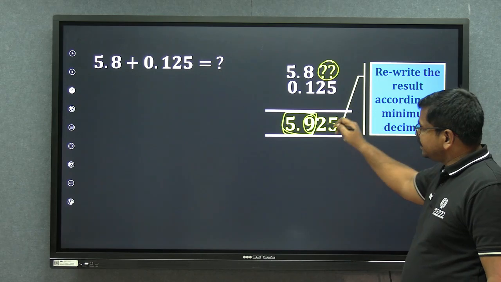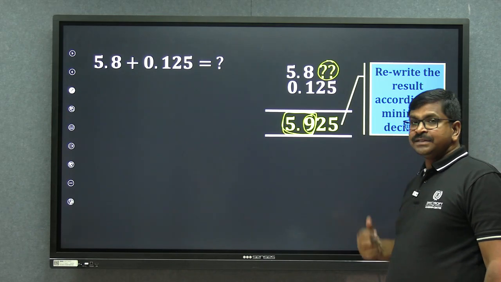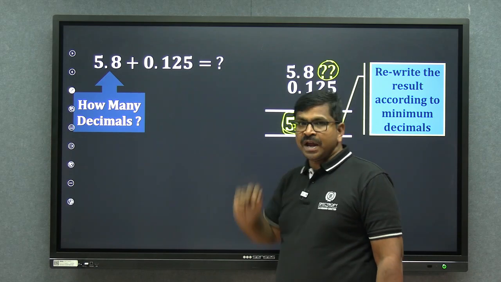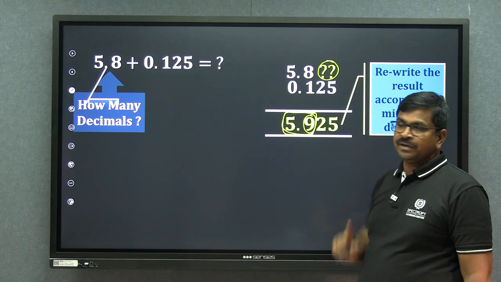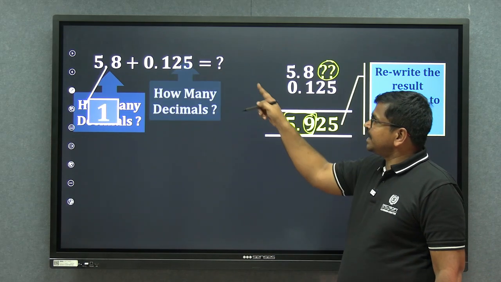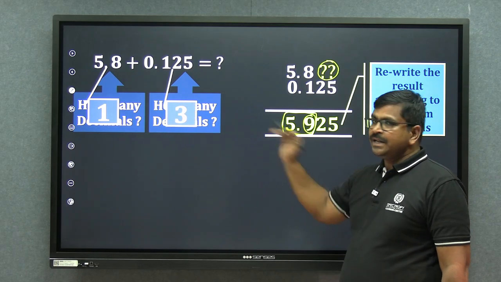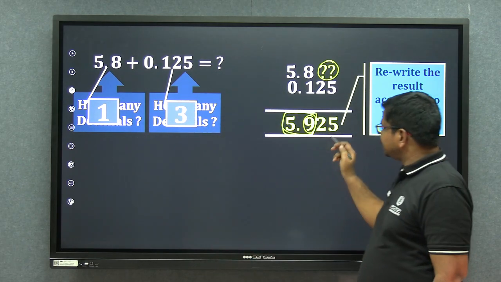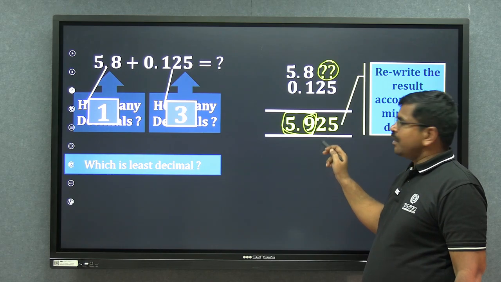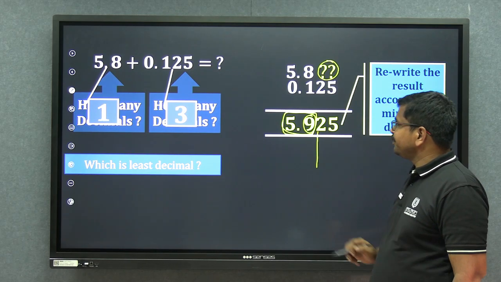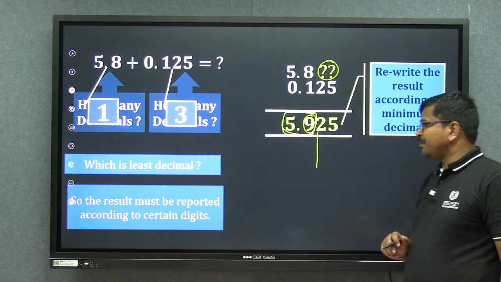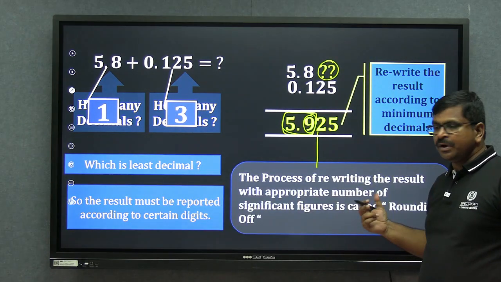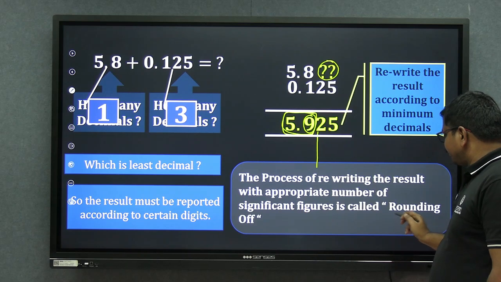We have to rewrite this result. Before rewriting this result, as this is the addition operation, how many decimals in the first addend? Only 1 decimal. And how many decimals in the second addend? Only 3 decimals. So which of them is least? 1 is least. So our result must be rewritten to that 1 decimal part, and that reporting or rewriting process is called rounding off.